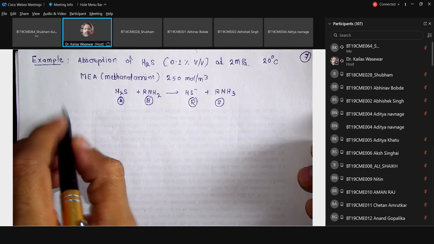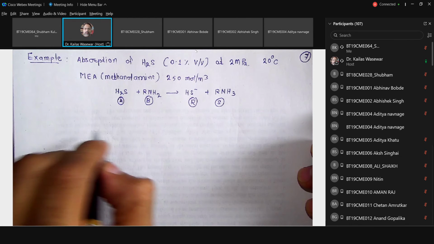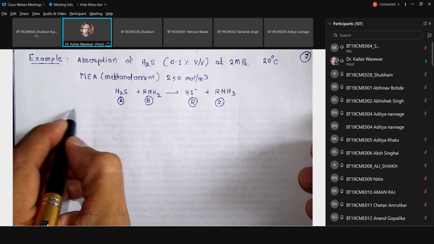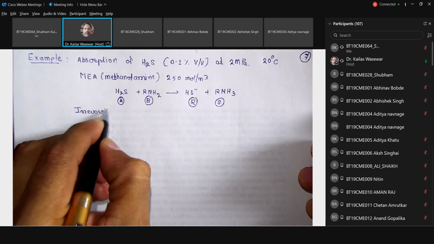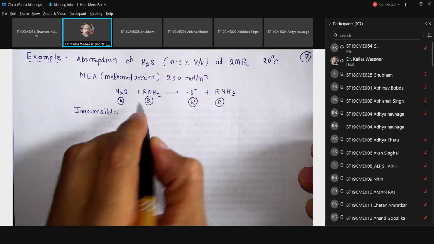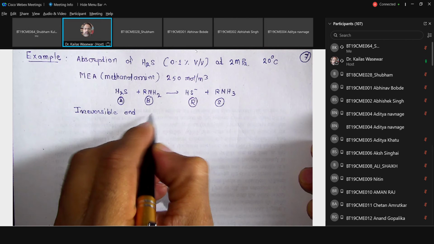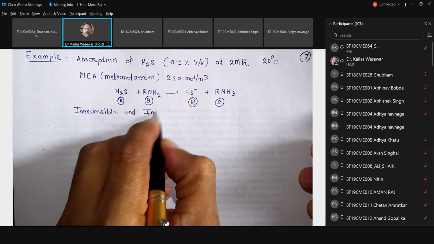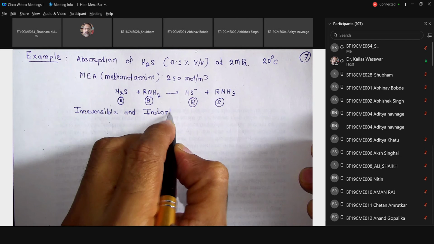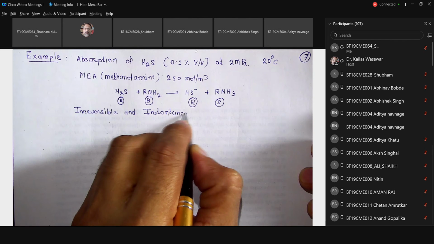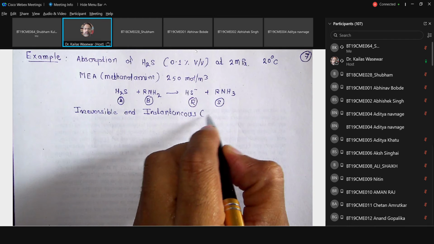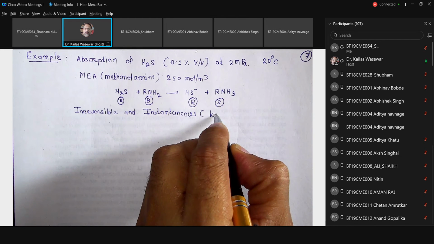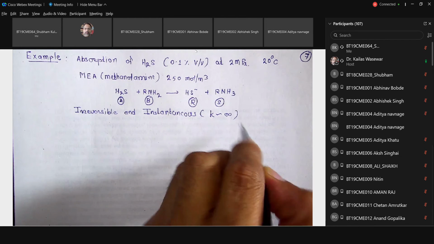So it is a kind of a acid-base interaction reaction and it is irreversible and instantaneous. So instantaneous in the sense, so K will be, okay.